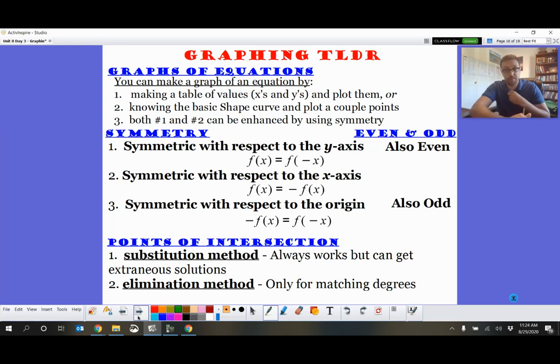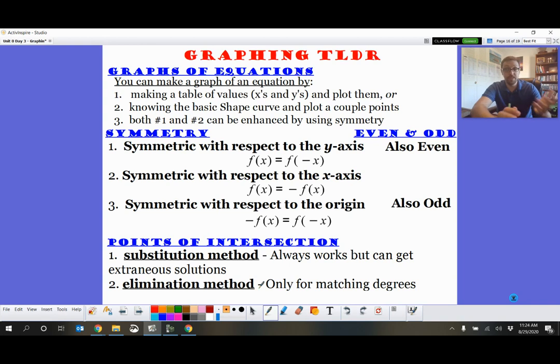Please remember these symmetry things. If you replace x with negative x and you get the same thing, it is an even function, or reflecting over the y-axis. If you can slap a negative on y and nothing changes, it's reflective over the x-axis. If you can do both at the same time, you don't have to turn back into f of x. It becomes an odd function. Substitution always works, but gets extraneous solutions. Elimination, you need to have matching degrees.